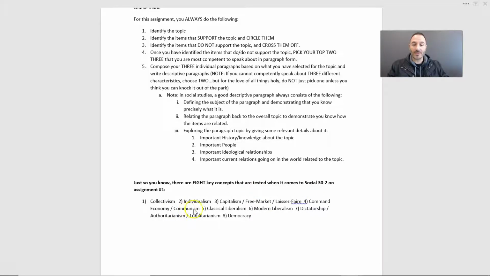Command economy / communism, okay, we will get there. Classical liberalism, we've done that. Modern liberalism, we will talk about that. Dictatorship, authoritarianism, totalitarianism, and then also democracy. So your assignment number 1 is going to be from one of those 8. It just is. Okay, and it might be one you've practiced in class, it might not be, but you need to be aware of what defines these major course topics.